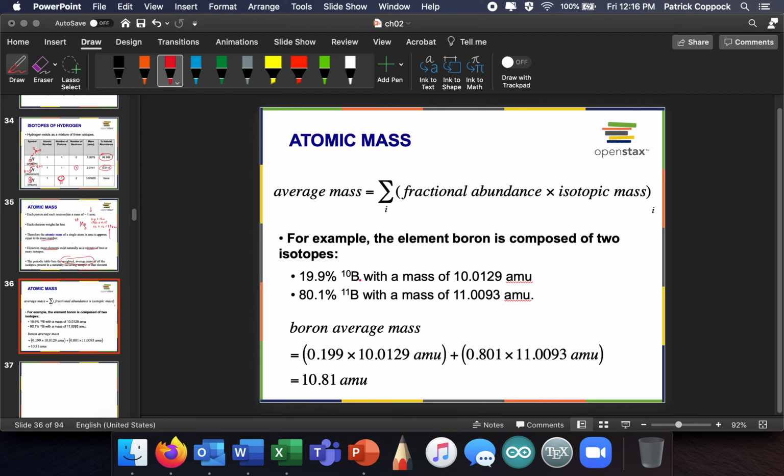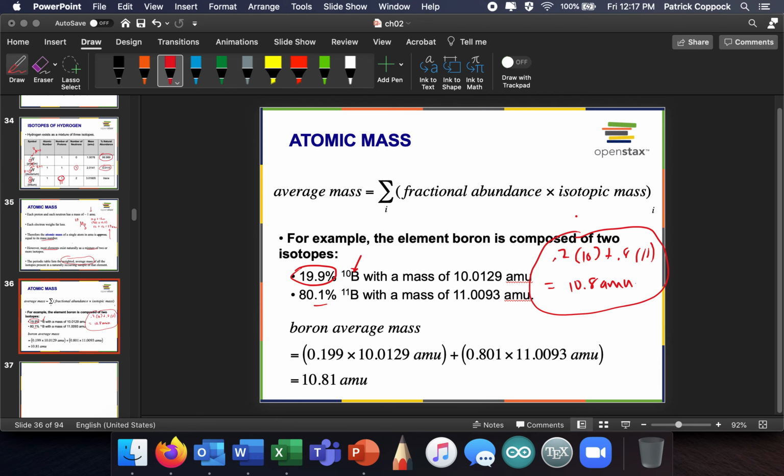So if boron, for example, is about 20% boron 10, you take 0.2 times 10, right? And it's 80% boron 11, so 0.8 times 11. I'm going to get my calculator out. Got it right here next to me. We're going to find that the average atomic mass, again with 20% boron 10 in nature, 0.2 times 10 plus 0.8 times 11, is going to be 10.8 AMU.